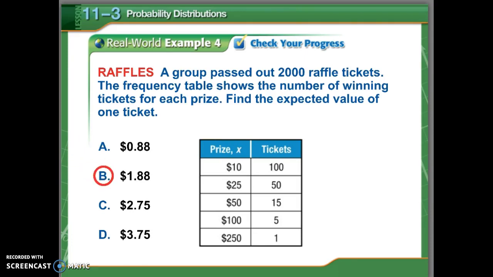Okay, our answer this time is $1.88 for the expected value. What you would need to do is take the total number of tickets, which is 2,000, take the prize, x, times the probability, that would be 100 out of 2,000, etc., etc., etc. Work through and find the expected value.